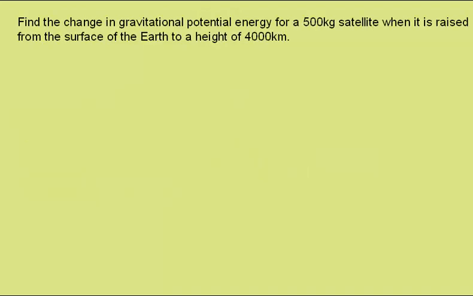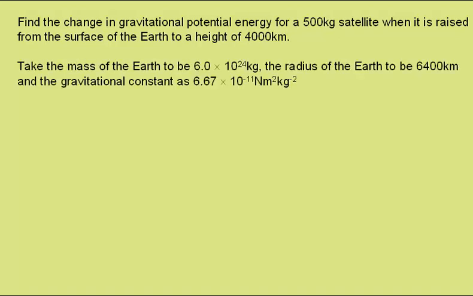Let's look at a more complicated example. Find the change in gravitational potential energy for a 500 kilogram satellite when it is raised from the surface of the Earth to a height of 4,000 kilometers. We're told to take the mass of the Earth as 6 times 10 to the 24 kilograms, the radius of the Earth as 6,400 kilometers, and the gravitational constant as 6.67 times 10 to the minus 11 newton meters squared kilogram to the minus 2.